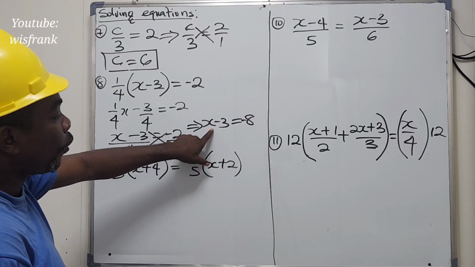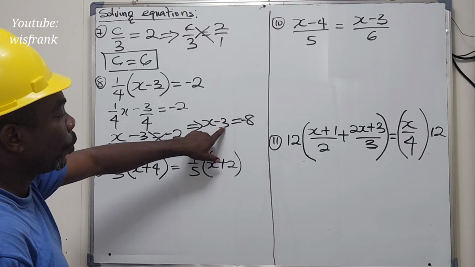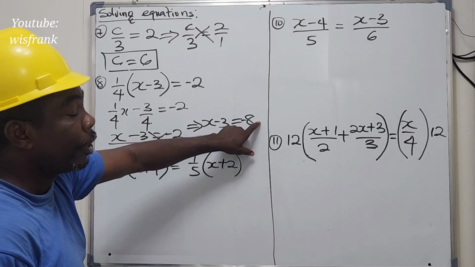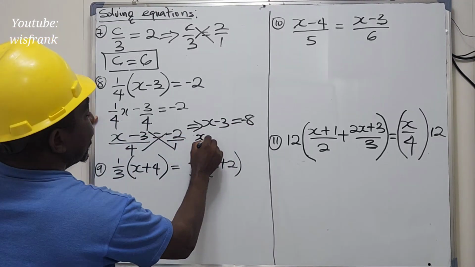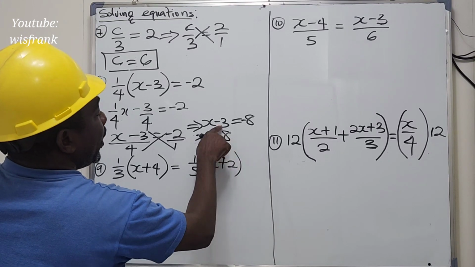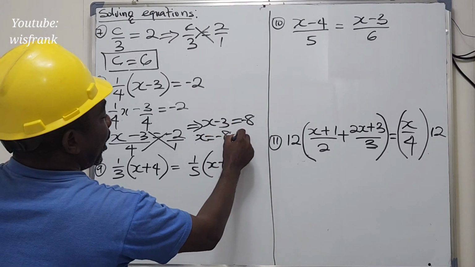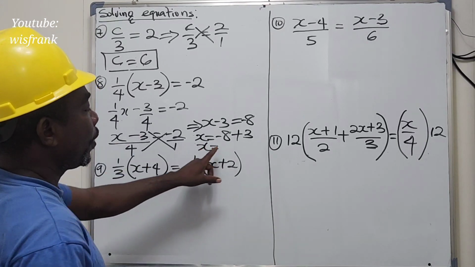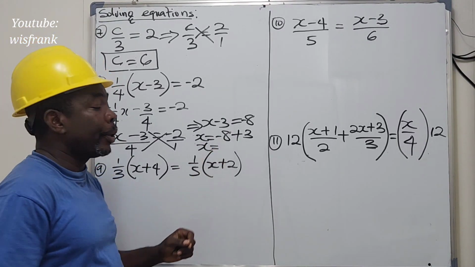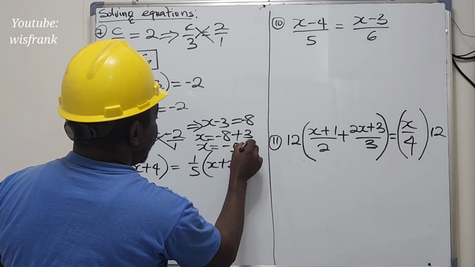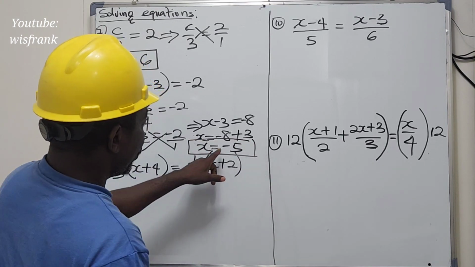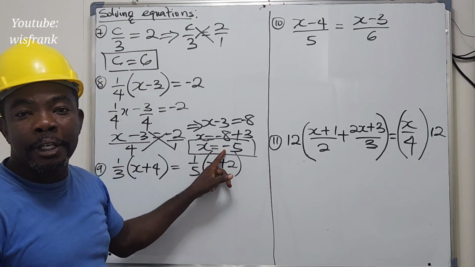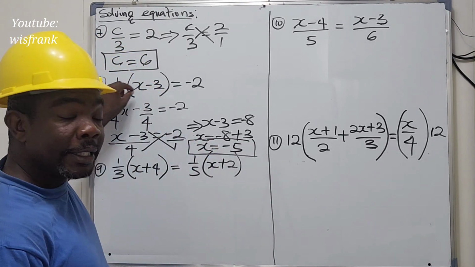So here, for us to find the value of x, we need to transpose minus 3 to this other side. So it becomes x equals minus 8. When minus 3 transposes to this other side, it becomes plus 3. Therefore, the value of x equals minus 8 plus 3, which is minus 5. So this is the solution of x, which is x equals minus 5, that satisfies this equation.